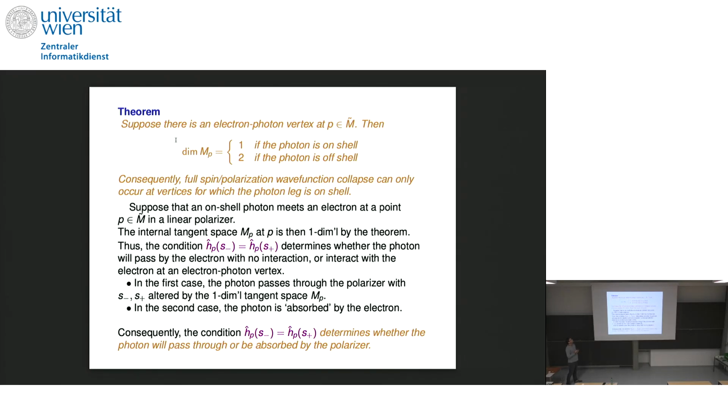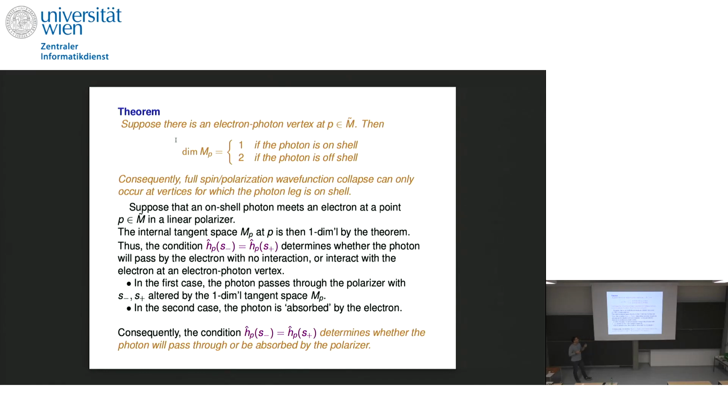Suppose that an on-shell photon meets an electron at a point P in M tilde, for example in a linear polarizer. So we have a polarizer, light's going through it. The internal tangent space at P is one-dimensional by the theorem. The condition that the normalized projections of S minus and S plus are equal determines whether the photon will pass by the electron with no interaction or interact with the electron at an electron-photon vertex. In the first case, the photon passes through the polarizer with these two spin vectors altered by the one-dimensional tangent space at P. In the second case, the photon is absorbed by the electron.